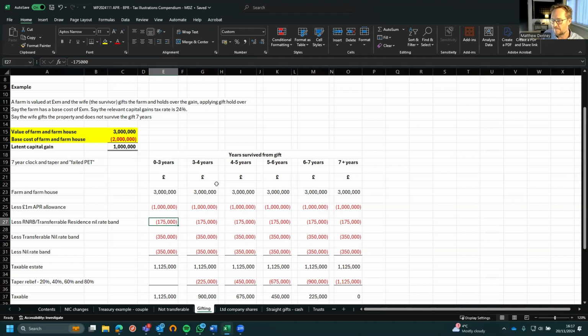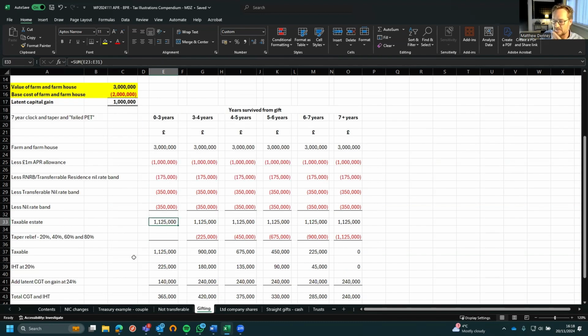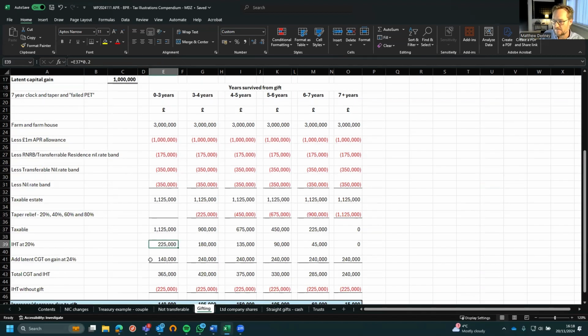We've got the transferable residence nil rate band. So let's pretend the spouse didn't have an estate of more than 2 million. We're not going to have our own because already we're over the £2,350,000. So we're only going to have the one that's transferred to us. We have our own nil rate band and we have our transferable nil rate band. So we take all those off and we've still got £1,125,000 subject to inheritance tax, albeit that's going to be at the 20% rate, not the 40% rate. So in this example, £225,000 of inheritance tax.